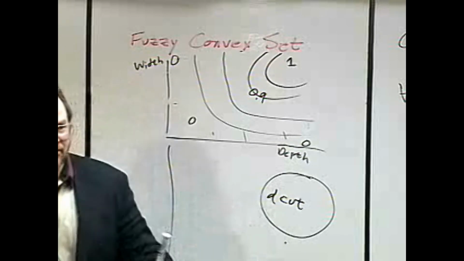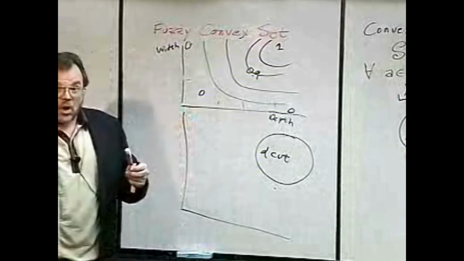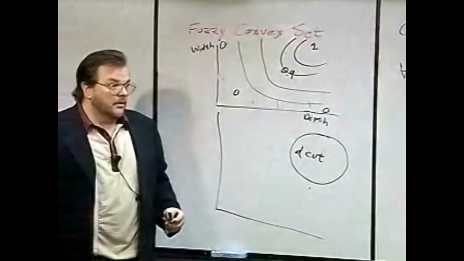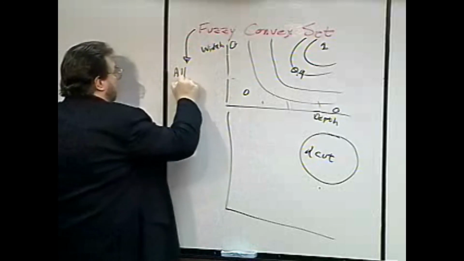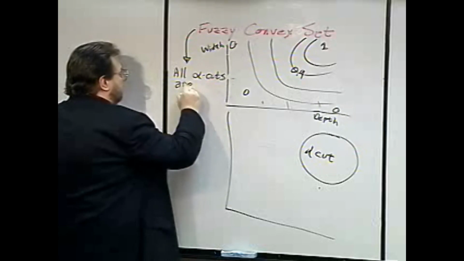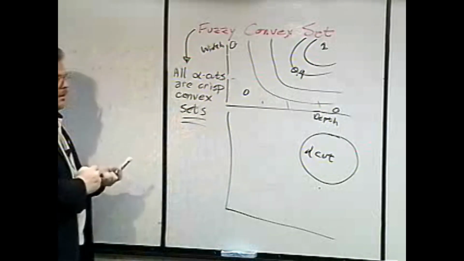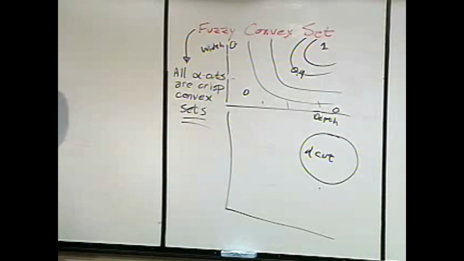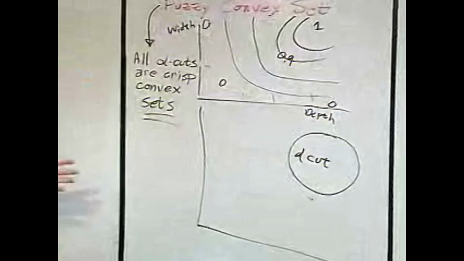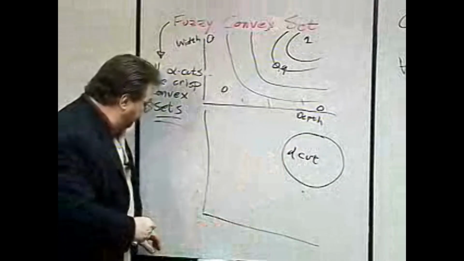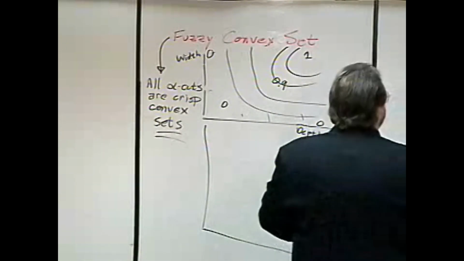Now you notice the way I've drawn this alpha cut is a convex set, right? The alpha cut is a convex set. It turns out that you have a fuzzy convex set if all of the alpha cuts are convex sets. So one definition of a fuzzy convex set is that all alpha cuts are crisp convex sets. That's one definition. Makes a lot of sense. If there exists one alpha cut for which the corresponding crisp set is not convex, then you don't have a convex fuzzy set.